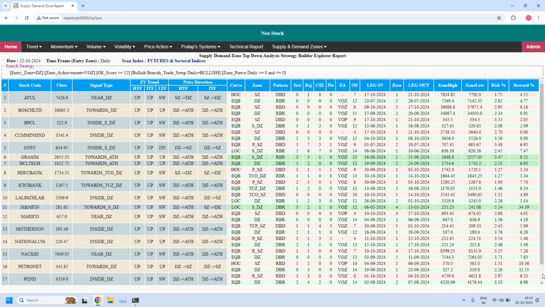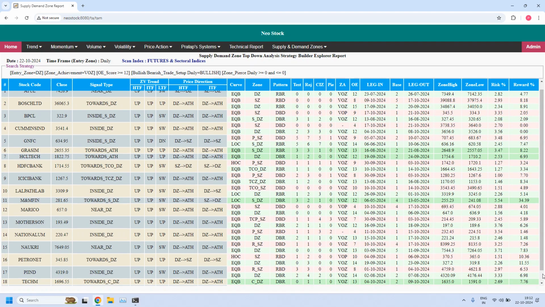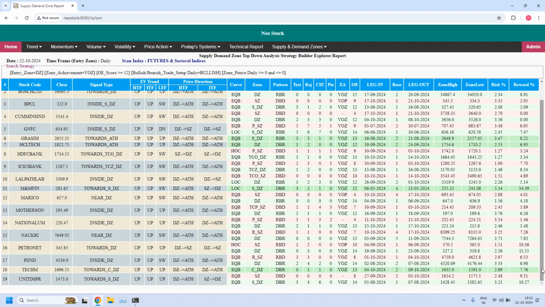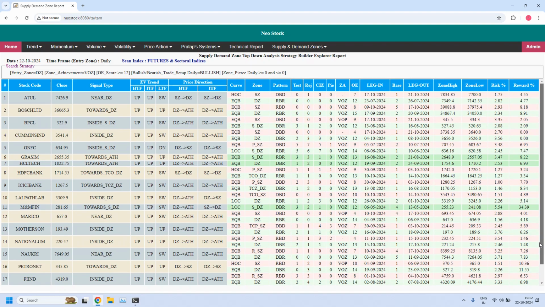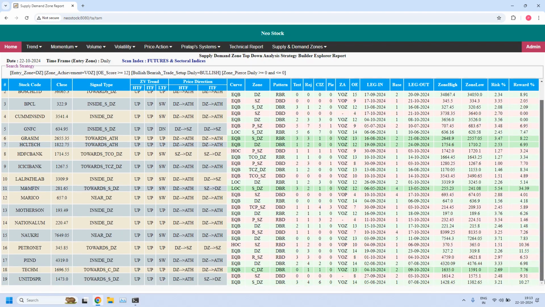We got maybe around 19 or 20 stocks, maybe 19 or 18. I'm scrolling the list down. So total 19. So 19 stocks are filtered. First 17 from the 19 stocks. This is the first 17. I'm scrolling the list down. And remaining 2 stocks, 18 and 19.